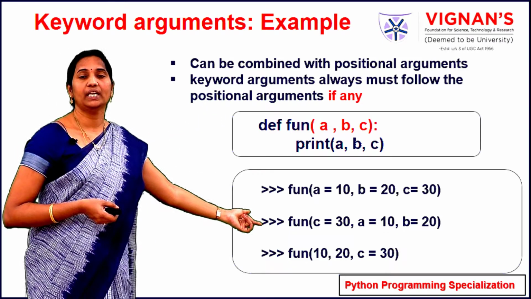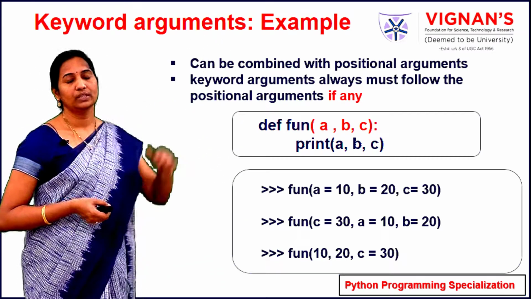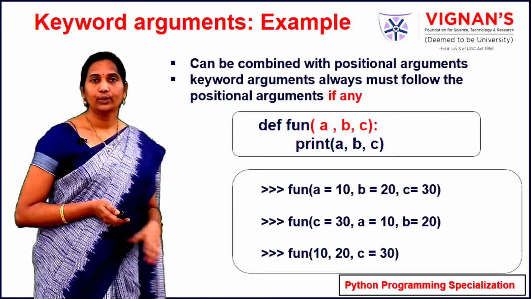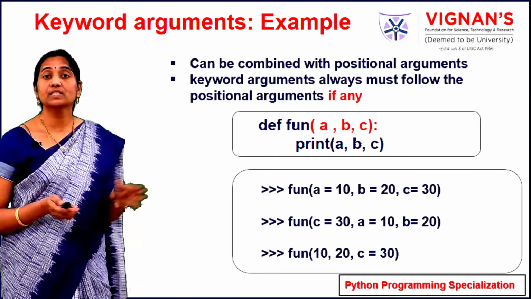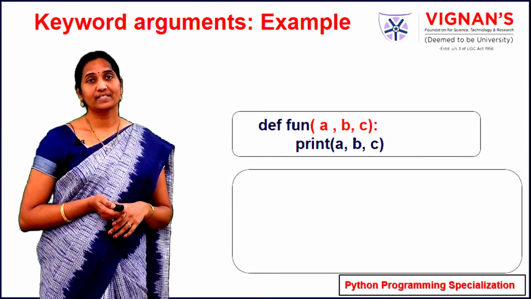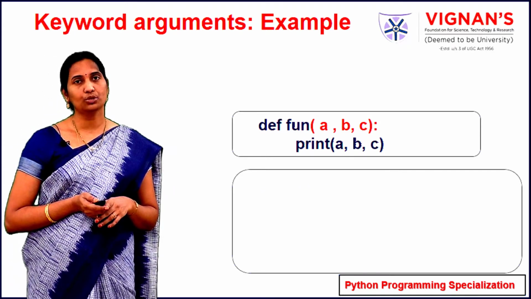and then c equal to 30, anyhow that is used as a keyword argument. 30 is copied to the variable c. So that's how you can basically use the positional arguments and the keyword arguments in combination. So let's have a look at this. When you combine the positional arguments with the keyword arguments, you should be a little careful.